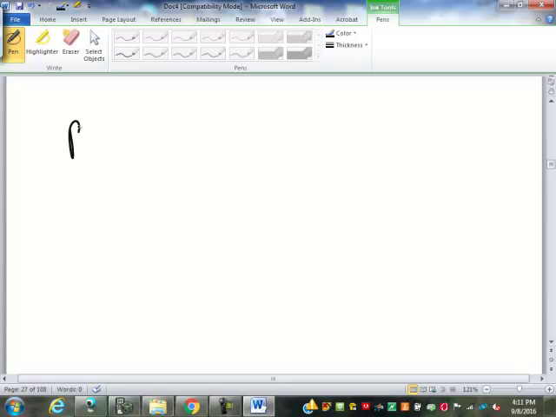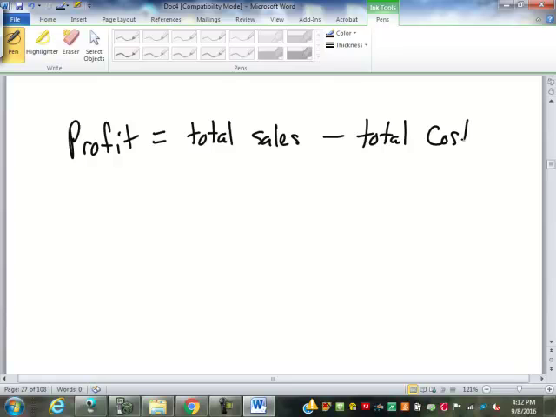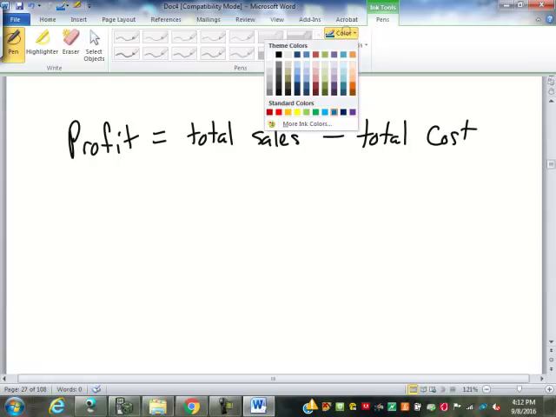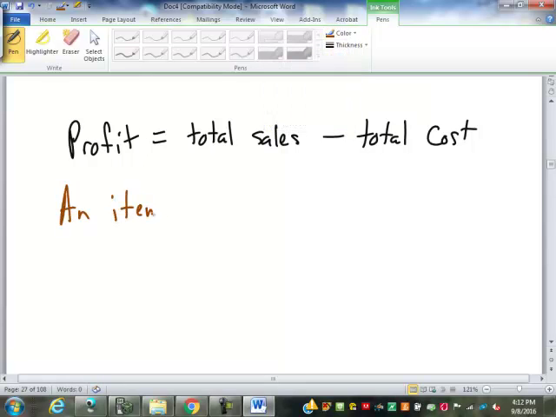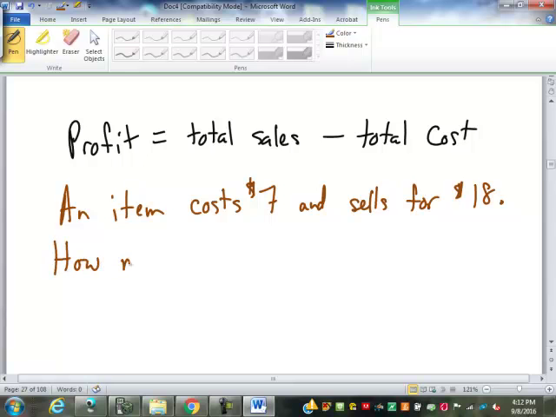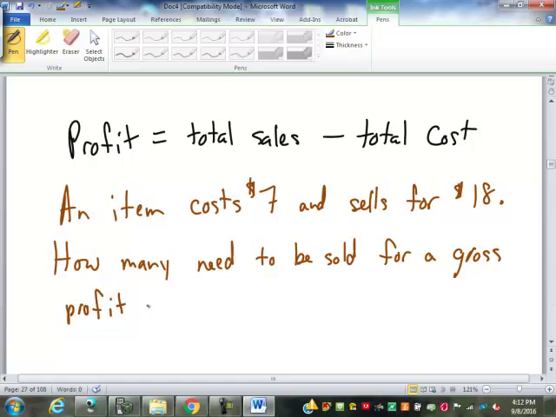Or we might have a formula of profit is equal to total sales minus total cost. So we have an item that costs $7 and sells for $18. How many need to be sold to have a gross profit of $253?